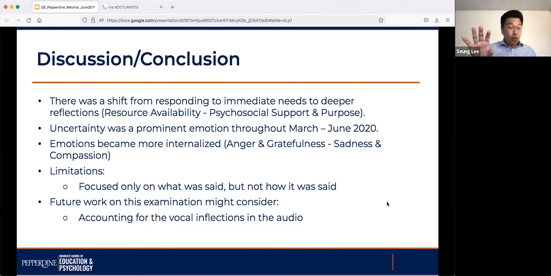In terms of the emotional constructs, uncertainty was a prominent emotion throughout the duration, but we noted that these emotions became more internalized, from anger and gratefulness towards sadness and compassion.